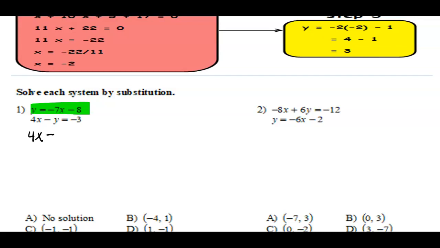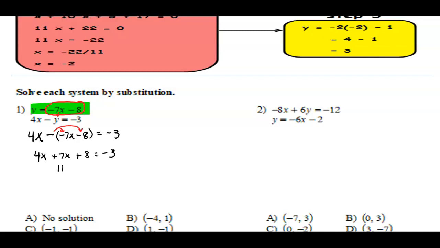4x minus, I know what y is. y is equal to negative 7x minus 8. So 4x minus parentheses negative 7x minus 8 equals negative 3. I plugged in for y everything that was right here. And we've got to do some distribution because there's a minus sign on the outside of that parentheses. So 4x is equal to a positive 7x plus 8, equals negative 3.